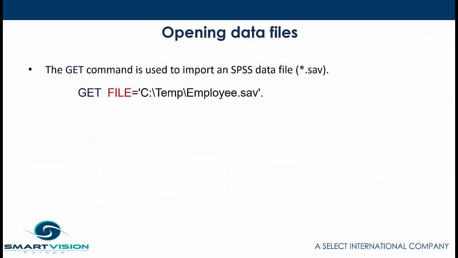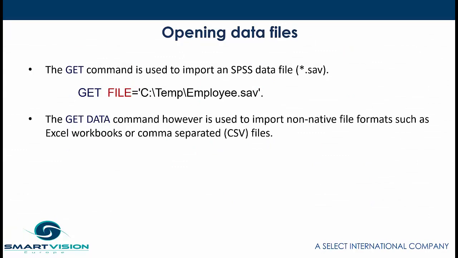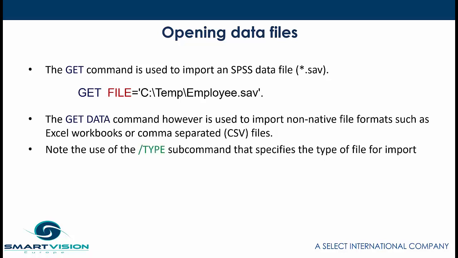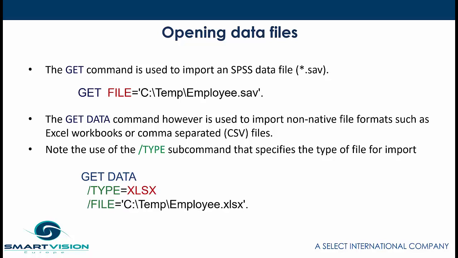If, however, you need to read a non-SPSS file, such as an Excel file or CSV file, then you can use the get data command. And that's specifically for that purpose. In fact, if you look at the structure of it, it includes a little subcommand called /type, which allows you to specify the type of file that you're trying to import. So if you're trying to import something like an Excel workbook, it would be get data /type equals XLSX, and then /file with, once again, the address of the file location with the file name, enclosed in quotes and the full stop at the end.